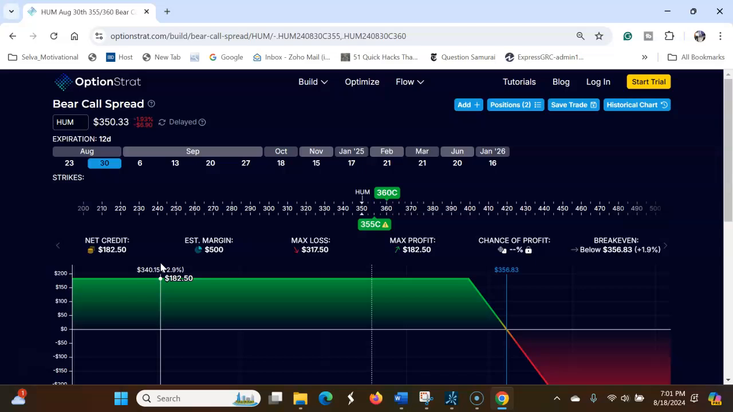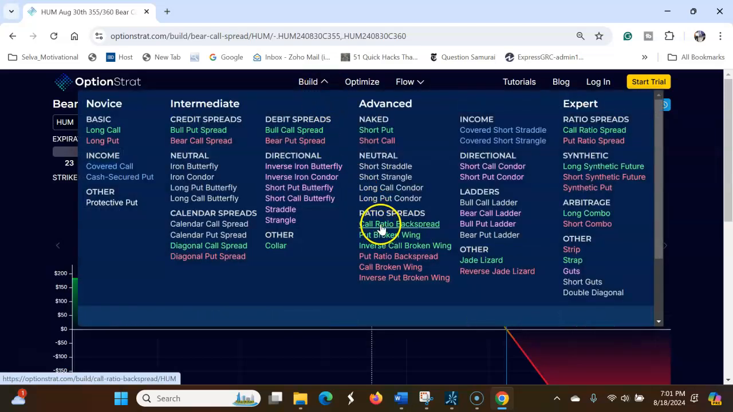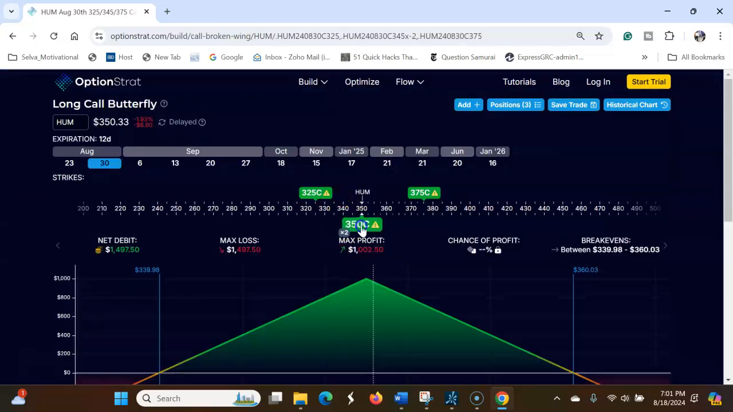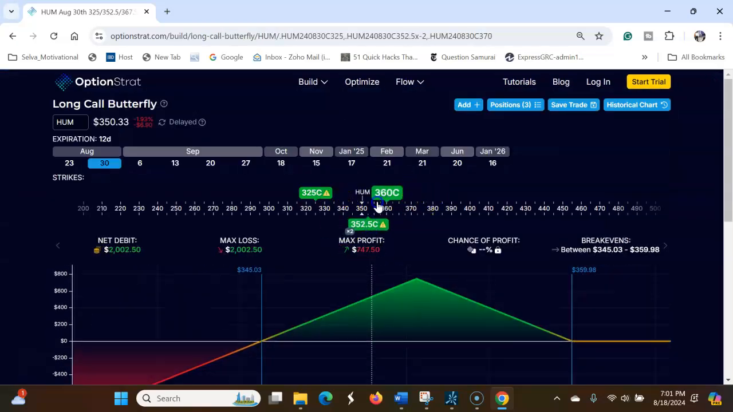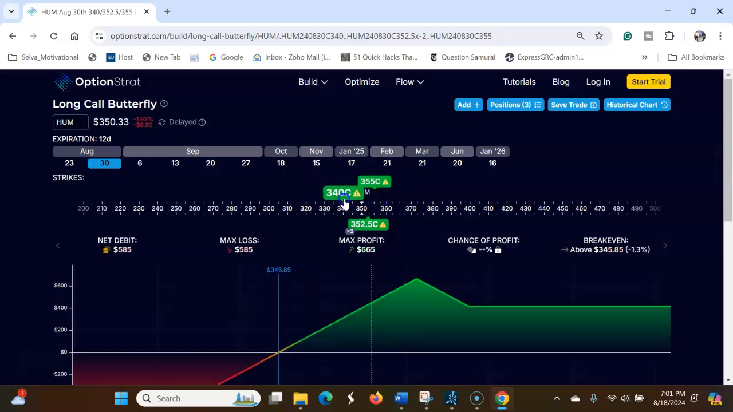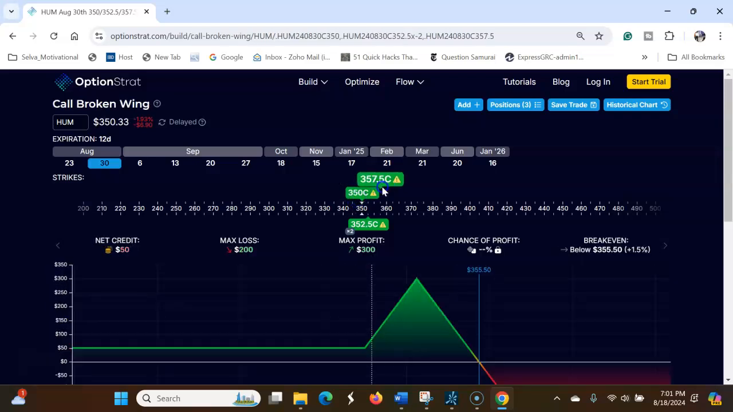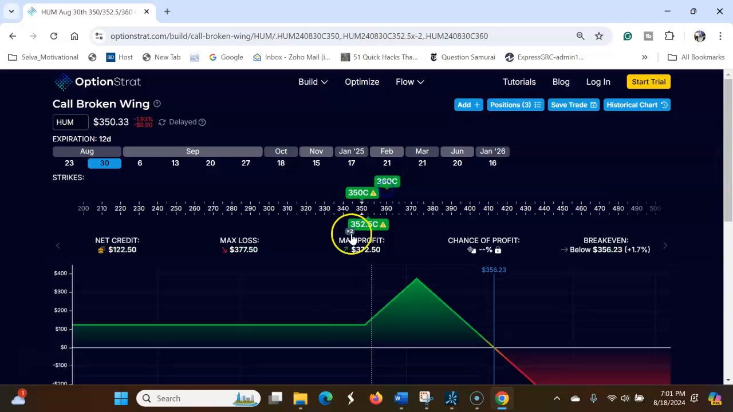Okay, bearish option. Okay, so let's see whether we can get a call broken wing. Okay, call broken wing also is good. So you can see that if the stock keeps going down, you can make credit, but if it just goes up, you also make money till here.